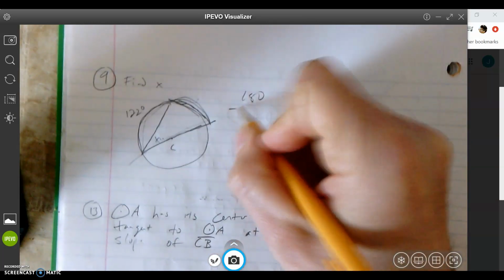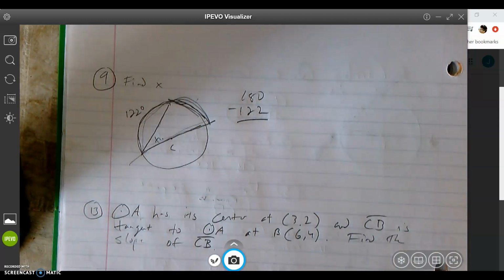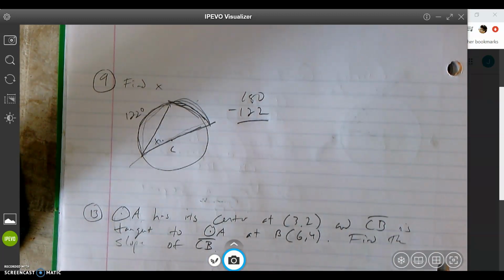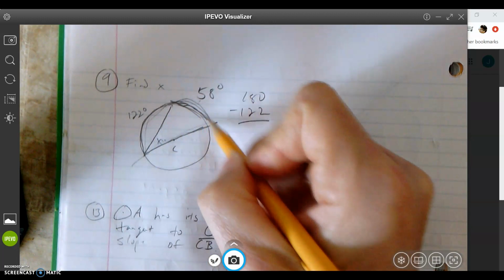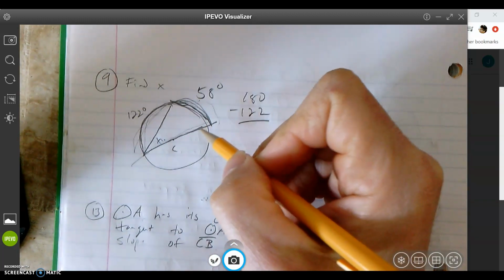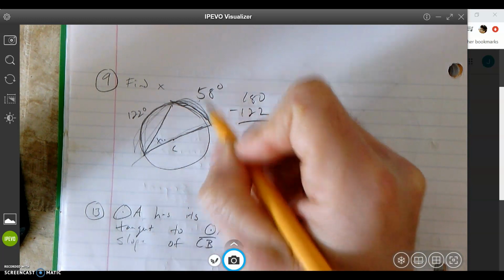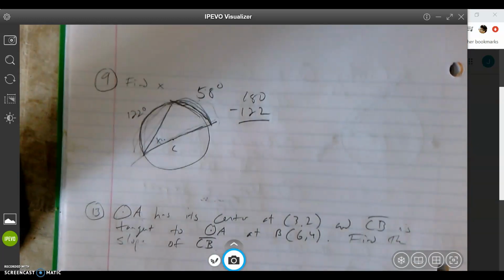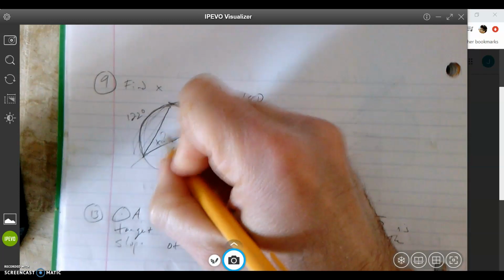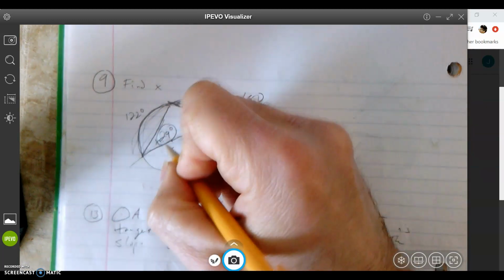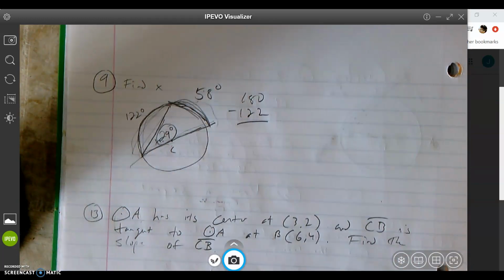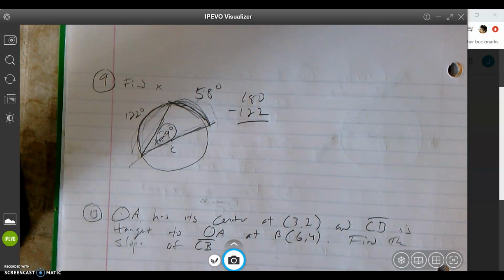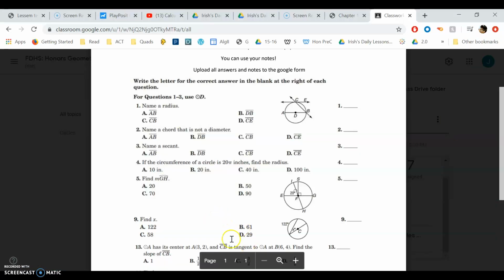So 180 minus 122 is going to be 58. So this is going to be 58 degrees because 122 plus 58 is half a circle, which is 180 combined. And so this inscribed angle is going to be half of 58. So divide by 2, and you have 29 degrees. That makes sense because it looks like a 30-degree angle, like a nice little acute angle. Okay, so number 9 is 29. That's going to be D. Number 9 is D.